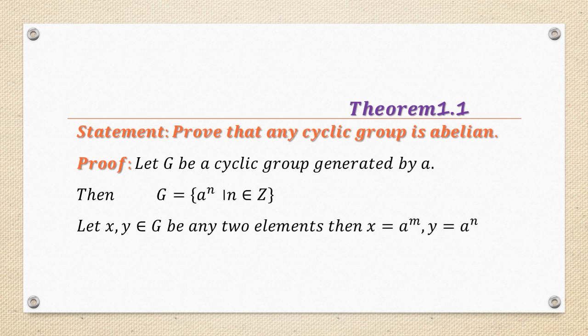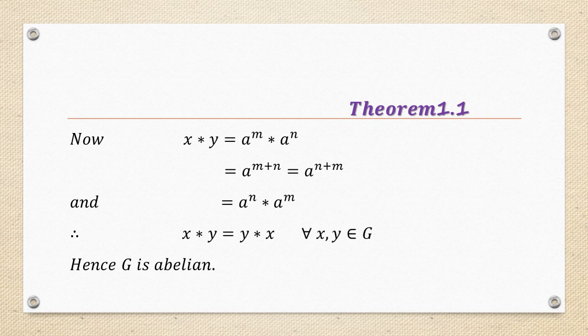Let us consider two elements in G, x = a^m and y = a^n. Here a is a generator, and after repeating the process we get x and y, no? m is an integer and n is an integer. Substituting values for the power of a, we get x and y. Now we need to prove this group is abelian. For that we need to prove x * y = y * x.